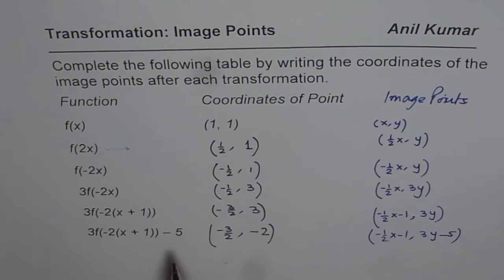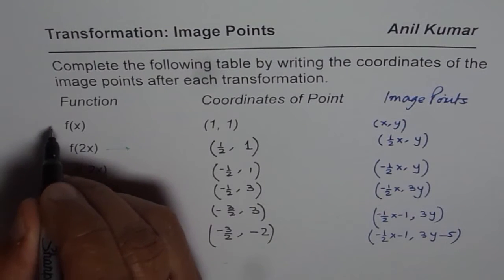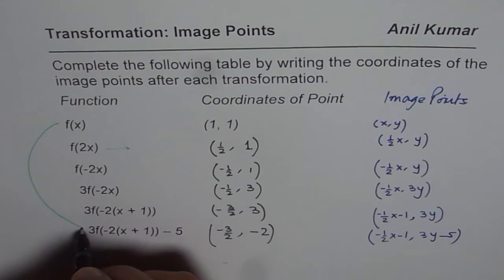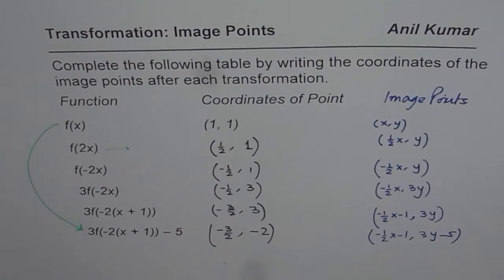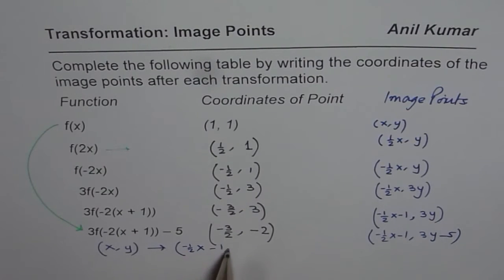Well, some of you would have done it directly also. At times we do write the direct transformation. In this particular video, we will use it as a checkpoint. Now, f(x) to 3 times f(-2(x+1)) minus 5. The coordinate points x and y will now change to, as far as the x values are concerned, minus half of x minus 1, and the y value will be 3 times y minus 5.